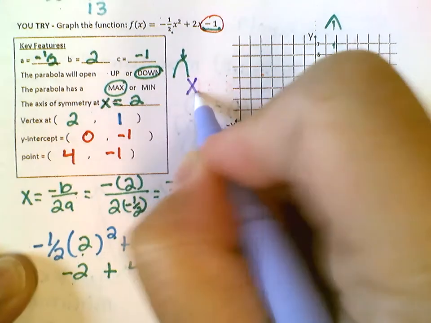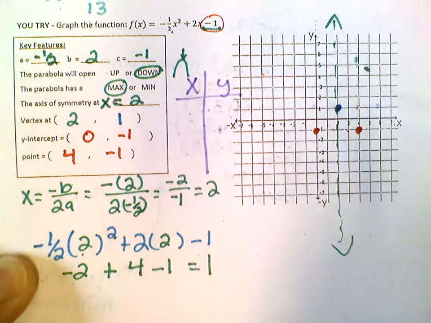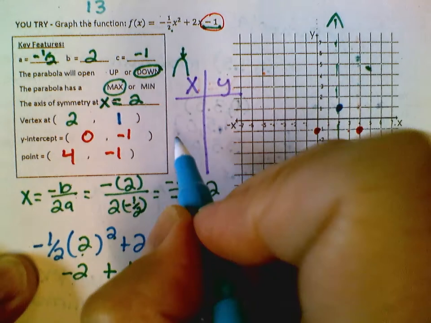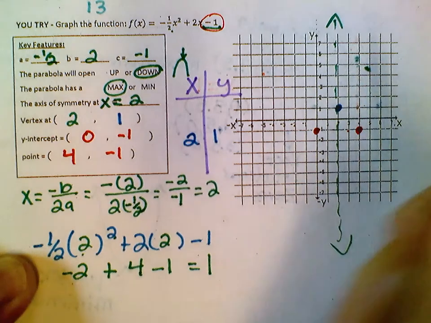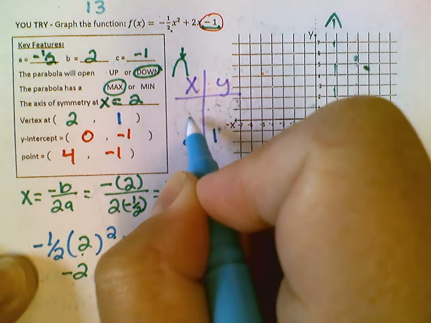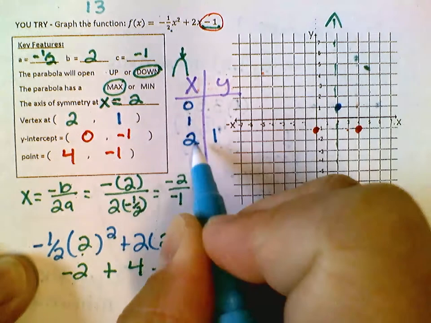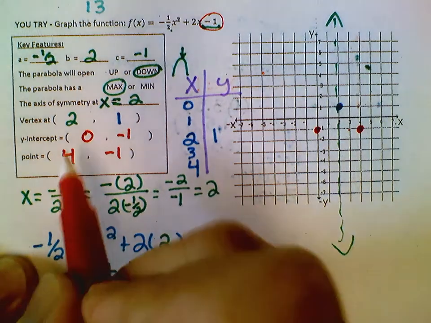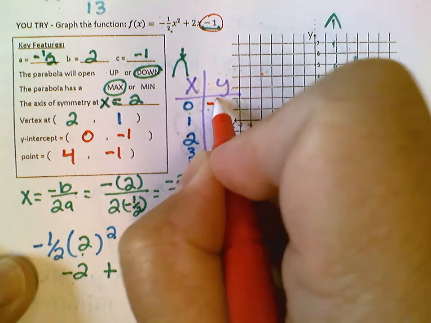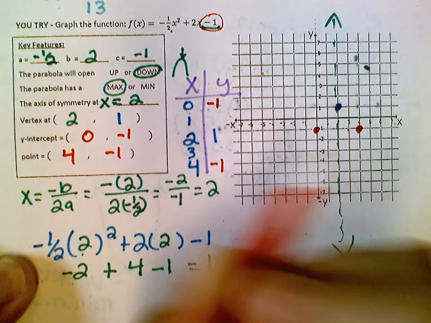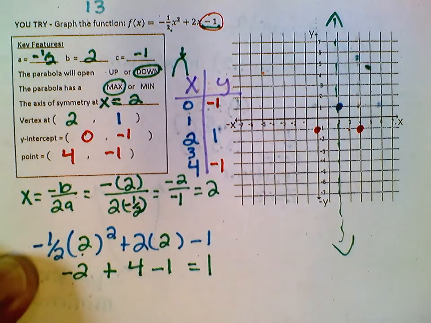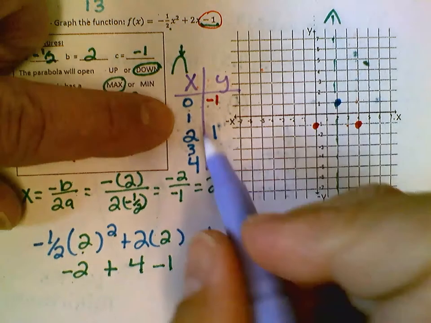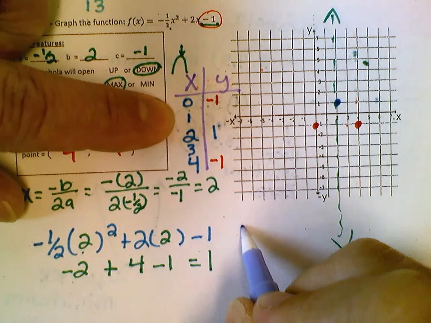So if I'm trying to make a table, I put my vertex in the middle, 2, 1, and then I will go left, 1 and 0, right, 3 and 4. I already discussed 0, negative 1, and 4, negative 1. So let me find what these other values are. So I'm going to substitute 1 because it's pretty simple.